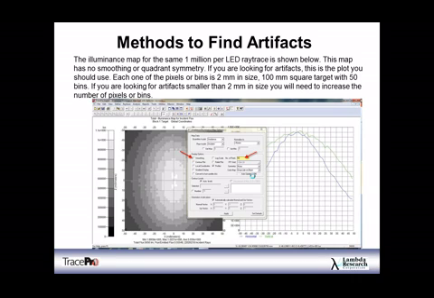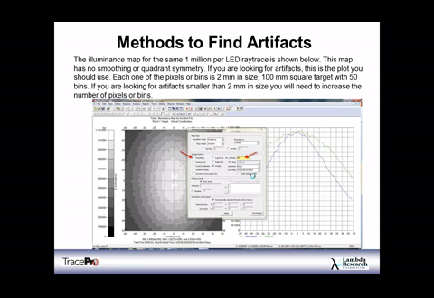If you're looking for artifacts that are smaller than that, you're going to have to increase the number of pixels to give you those bins so you can see that particular artifact. So if you're looking for 1 millimeter artifacts in this particular plot, you're going to have to go to a number of pixels equal to 100, because then it's a 100 millimeter square target divided by 100 to give you 1 millimeter pixel sizes.